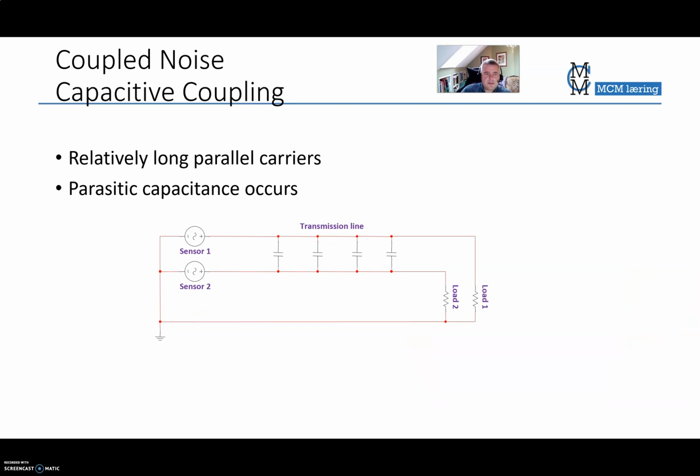Also, we have something called capacitive coupling. You haven't heard about capacitors yet in MAS 130, but capacitors tend to let high frequency signals go through them. In order to make a capacitor, you need three things.